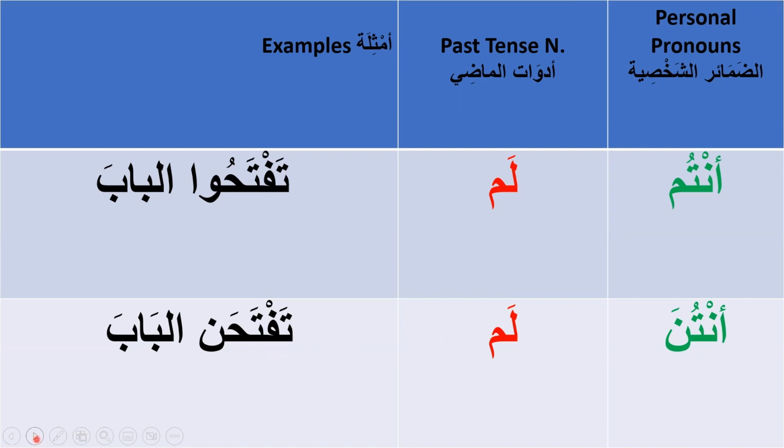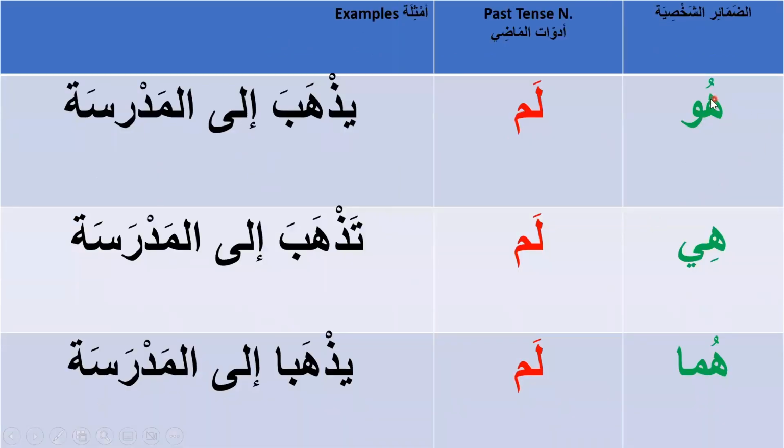Moving on to the third person, هو, he. لم, هو لم يذهب إلى المدرسة. He did not go to school. هو لم يذهب إلى المدرسة. هي لم تذهب إلى المدرسة. She did not go to the school, and that here is alif lam, the definite article, المدرسة, the school.